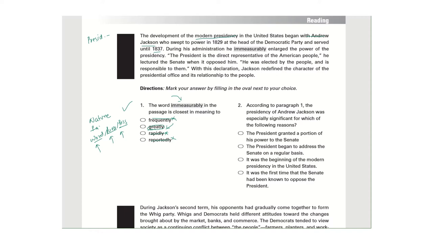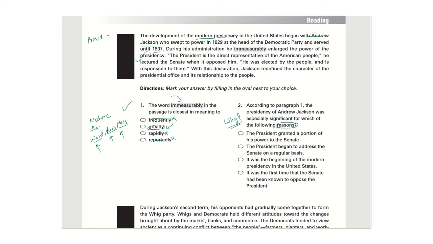According to paragraph, the presidency of Andrew Jackson was especially significant for which of the following reasons? So they are telling reasons why. So basically we are supposed to look at why. This is again important. See, we are paraphrasing the question, and that gives us clarity of what we are searching for. According to paragraph 1, the presidency of this guy was especially significant. So why was it significant? Okay, so we know that he immeasurably enlarged the power of presidency. So this is one thing, because this kind of adjectives used, immeasurably enlarged.